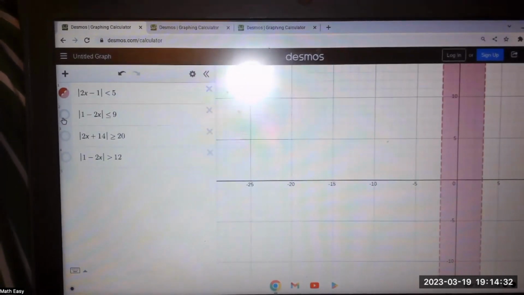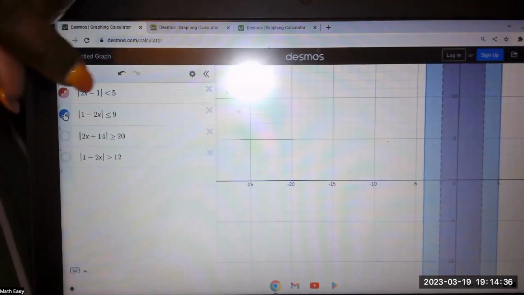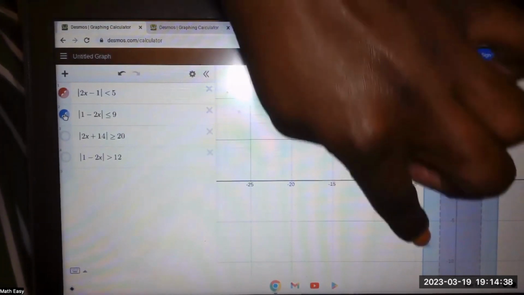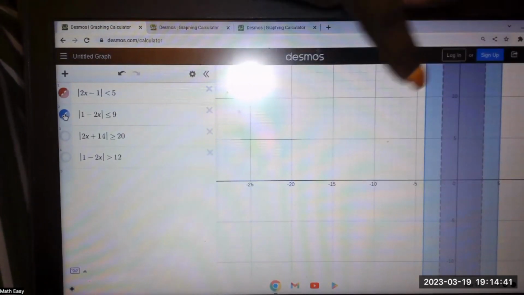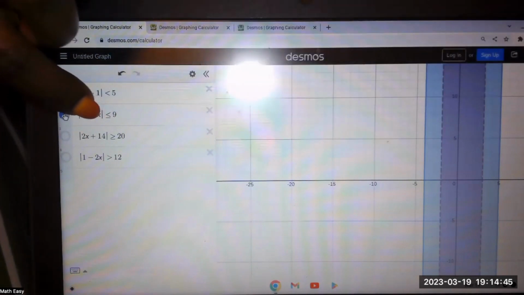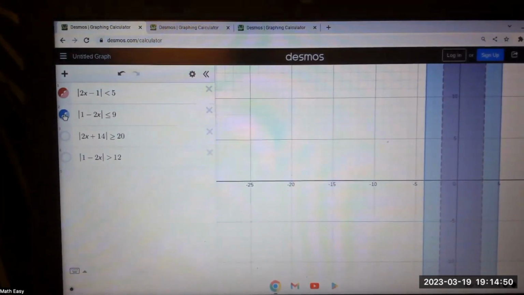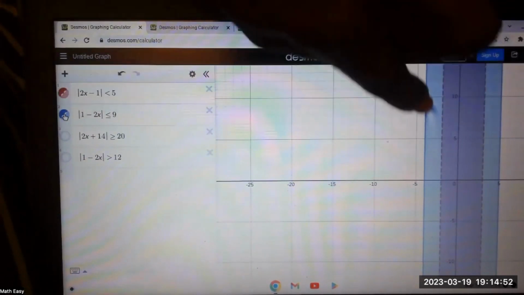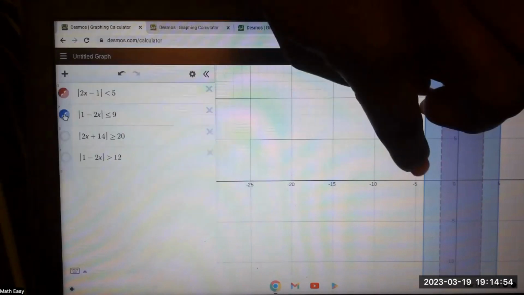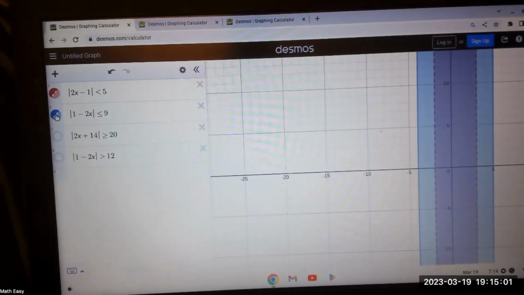On the other hand, for this one, we have a solid line. This line is solid, and that means it's less than or equal to. So once the equal to is there, we would have that solid line. And then again, it goes from -4 all the way up to +5. And that's what we got for our answer here.